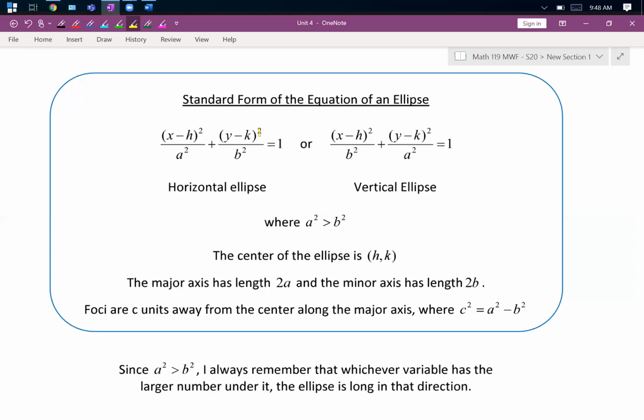So since a squared is always greater than b squared, I always just remember that whichever variable has the larger number on it, the ellipse is going to be long in that way. So if the big number is under the x, then I know that it's big in the x direction, so it's going to be a horizontal ellipse. If the big number is under the y, then I know it's big in the y direction, and I'm going to end up with a vertical ellipse.